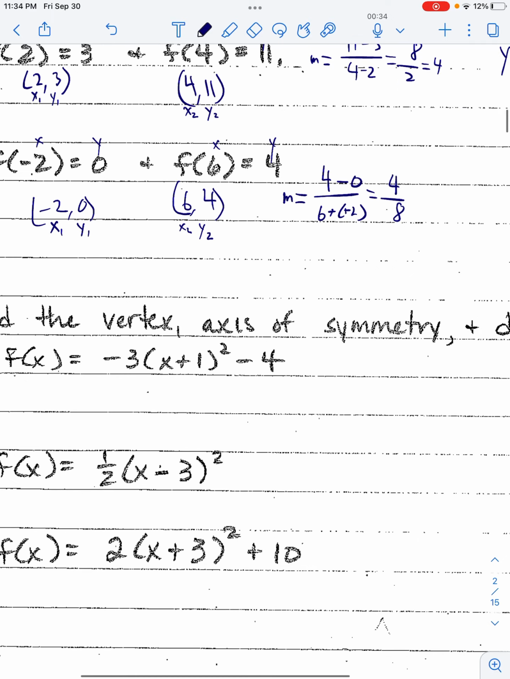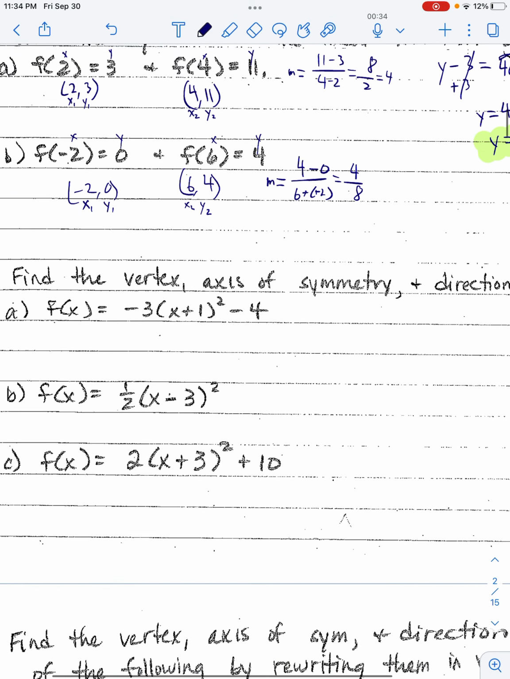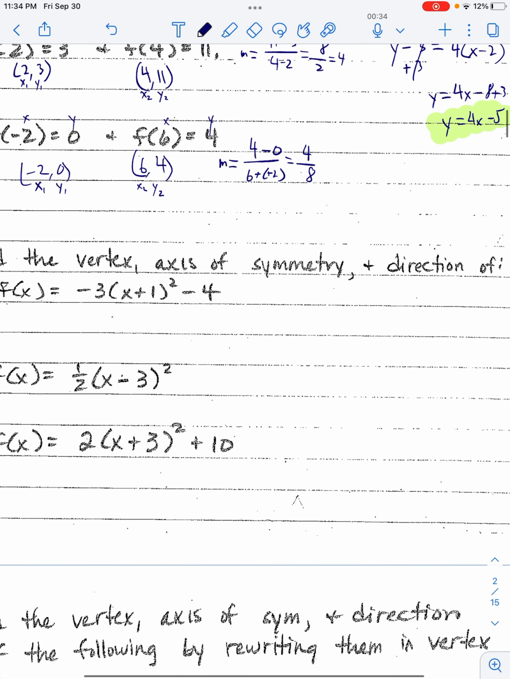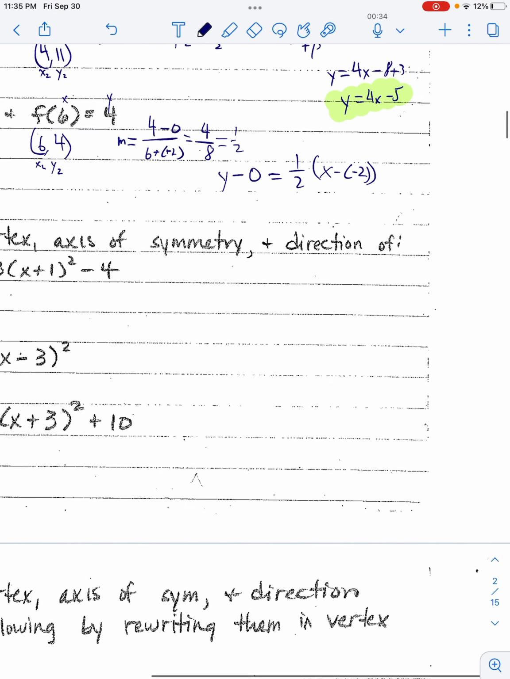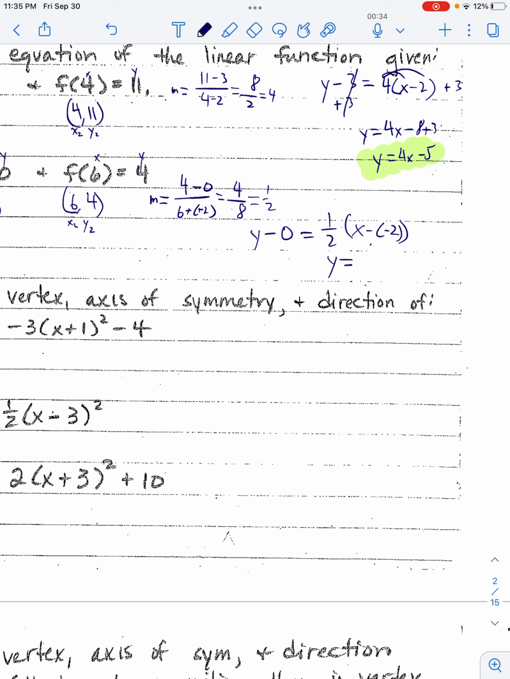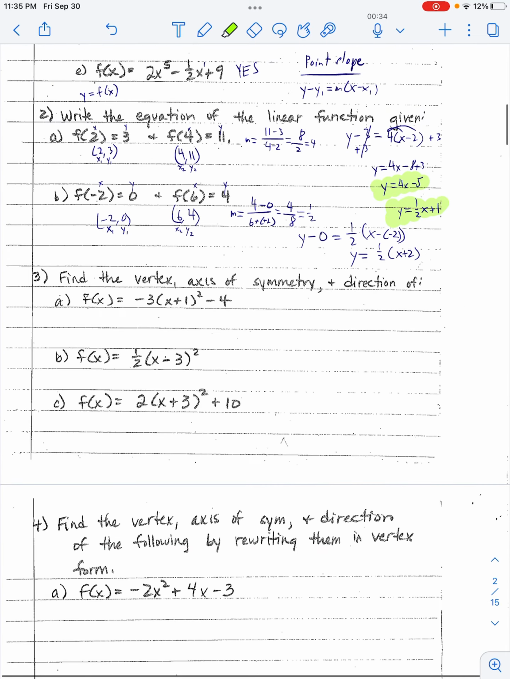Good stuff. So then I can plug this all into point slope form, okay? I get y minus my y1, which is 0, that equals 1/2. Sorry, this reduces to 1/2. 1/2 times x minus my x1, which is negative 2, okay? That gives me y equals 1/2 times x plus 2. Or y equals 1/2 x plus 1. And now I'm already in slope-intercept form here, okay? So that's my answer for this second one, for part B.